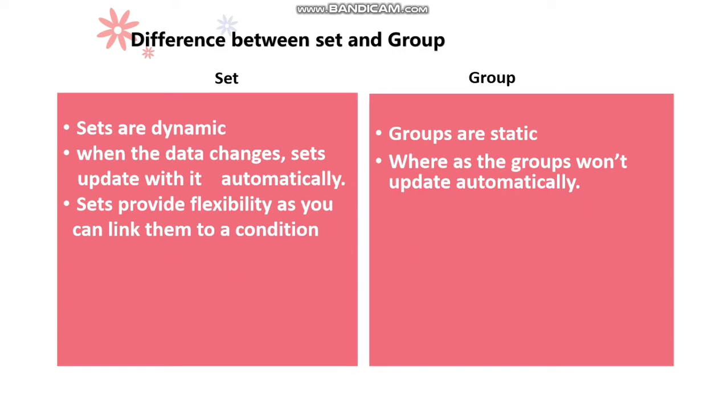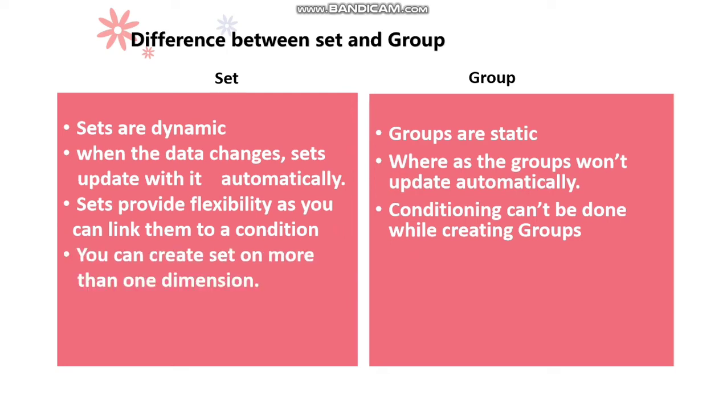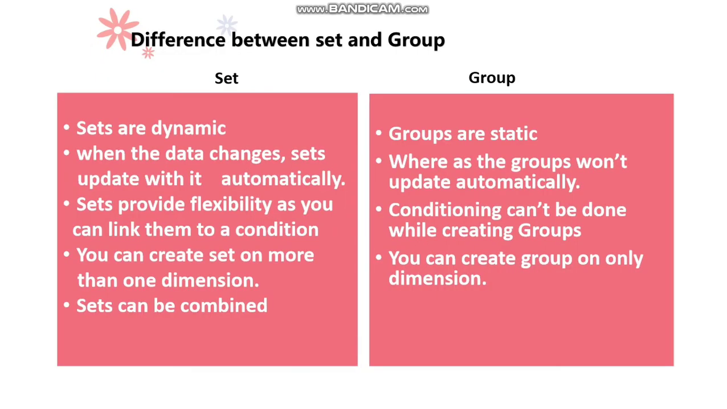Sets provide flexibility as you can link them to a condition, whereas we can't create groups based on conditions. They have to be created statically. You can create a set on more than one dimension, whereas groups can be created on only one dimension. Sets can be combined and we can create a new set based on the combined sets, whereas groups can't be combined. These are the differences between sets and groups.